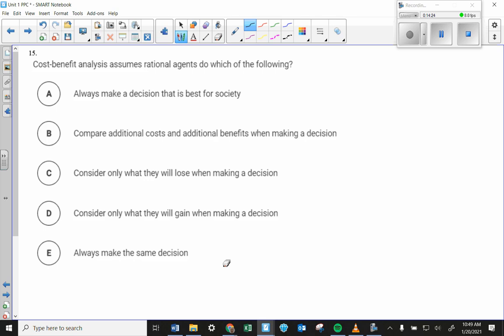Number 15 says, cost-benefit analysis, assume rational agents do which of the following. Basically, everything we do in economics is based on the margin.